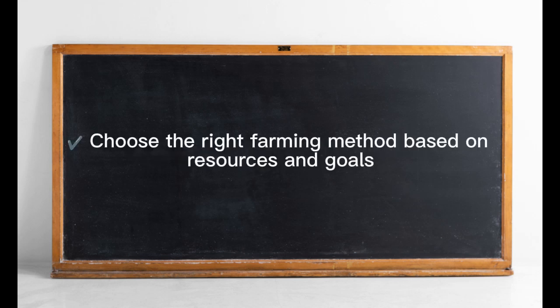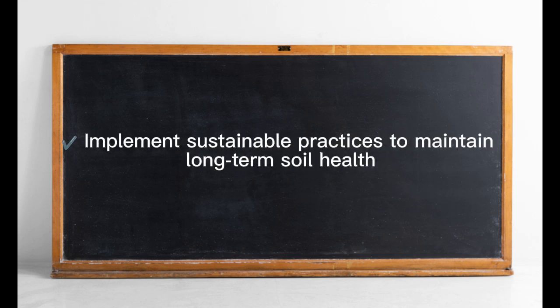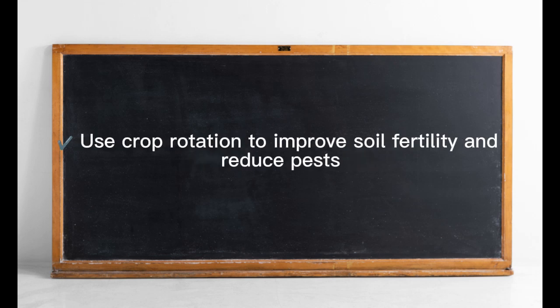Conclusion: choose the right farming method based on resources and goals. Follow a structured crop production plan for maximum efficiency. Implement sustainable practices to maintain long-term soil health. Use crop rotation to improve soil fertility and reduce pests.